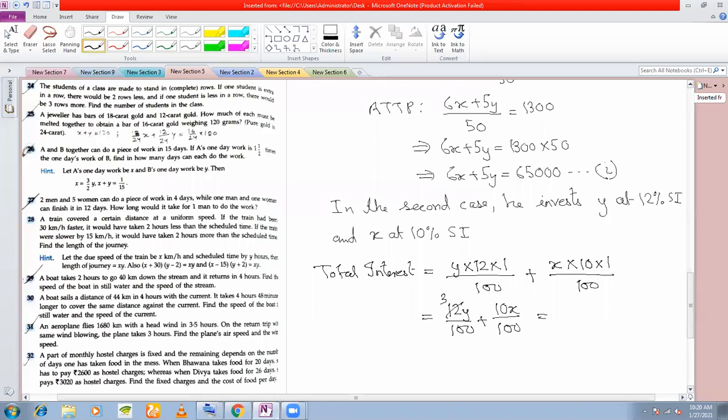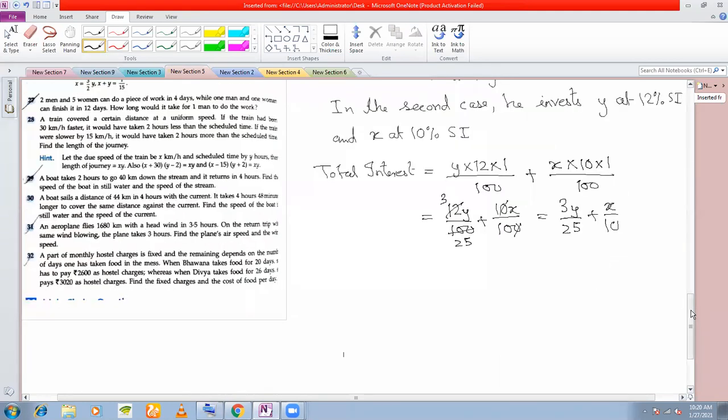Now you can cancel here again. So you're getting 3Y by 25 plus X by 10. Take the LCM here again, 50. So this is 6Y plus 5X by 50. This is what you're getting as total interest. But what is his total interest here? He's getting 40 rupees more than what he was getting earlier. That means this time the interest that he is getting, 6Y plus 5X by 50, is 40 rupees more than what he was getting earlier. He was getting 1300 earlier, right? So this will give us our second equation.